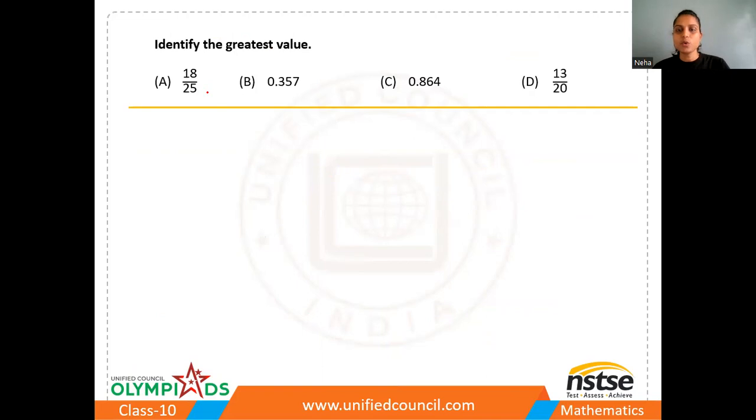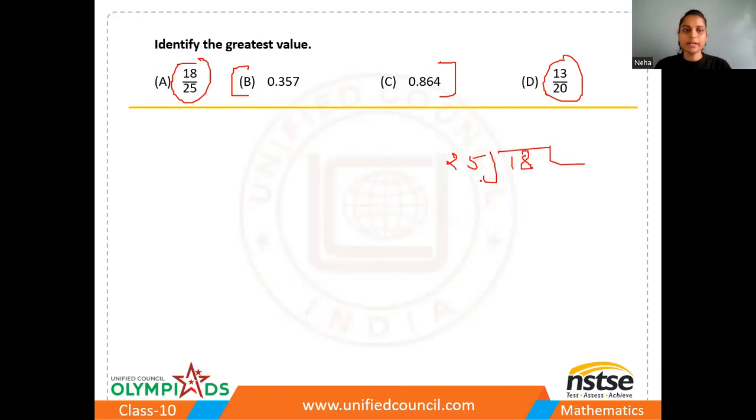Identify the greatest value. Okay, so some values are given. As we can see, 4 options are given, and in option B and option C, the values are given in decimal, which we can compare very easily, which one is greater, which one is less, right? But in option A and option B, the values are given as fractions, so I can't compare them easily. So what we can do in this question, first I can convert option A and option B into decimals. So for option A, it is 25 divided by 18, correct?